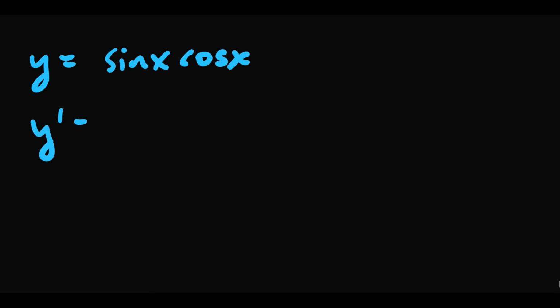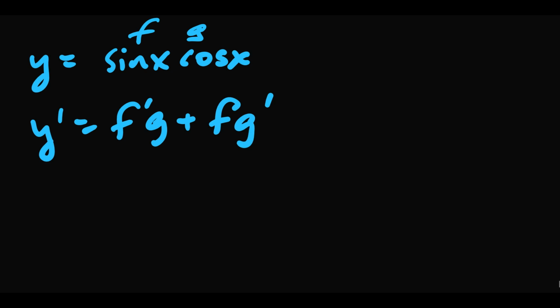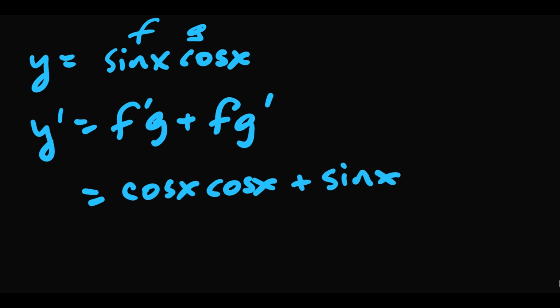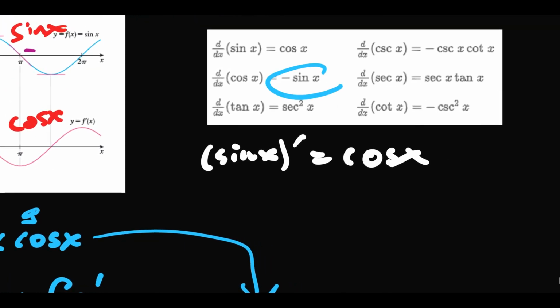For example, you may have something like y equals sine x times cosine x. Then y prime will be, with the product rule, f prime g plus f g prime. The derivative of sine is cosine, so you get cosine of x times g, which is cosine of x, plus f, which is sine of x, times g prime. The derivative of cosine is negative sine.